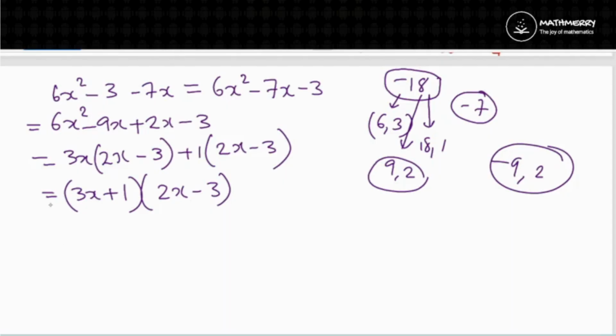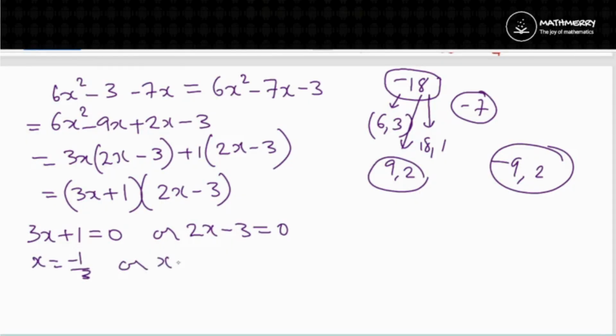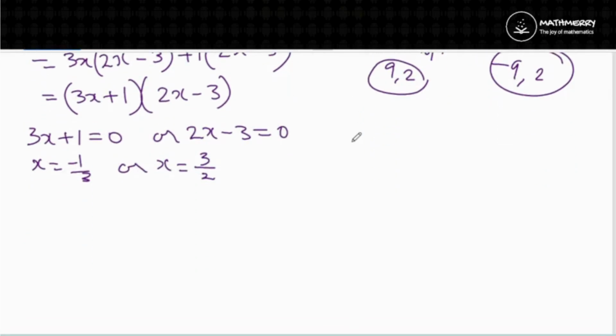Now if we are putting this equation to 0, we will get either 3x plus 1 equal to 0 or 2x minus 3 is equal to 0. So that means x equal to either minus 1 by 3 or x equal to 3 by 2. So these are the two possible values. Now we can assign alpha is equal to minus 1 by 3 and beta is equal to 3 by 2.